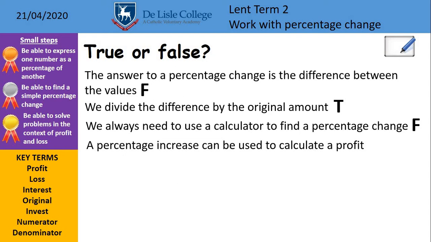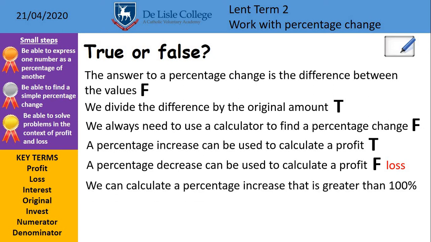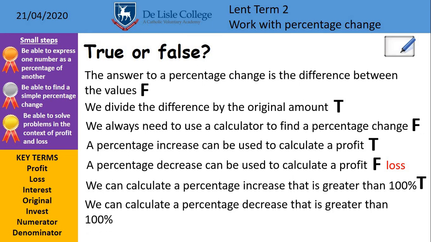A percentage increase can be used to calculate a profit. Yes, that's true. An increase means that you have made money. A percentage decrease can be used to calculate a profit. Well, no, this will be false because this works out a loss. We can calculate a percentage increase that is greater than 100%. Yes, this is true. We looked at a non-standard example of this. We can calculate a percentage decrease that is greater than 100%. False. Remember, we can't go below 0 when we're decreasing, or we'd go into negative values.